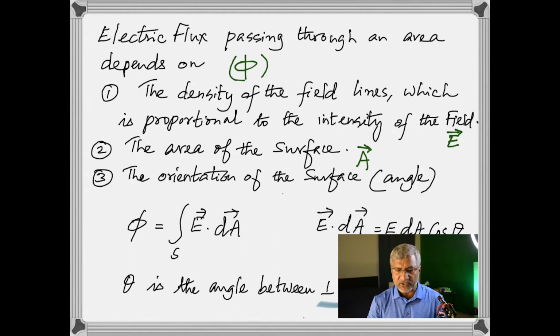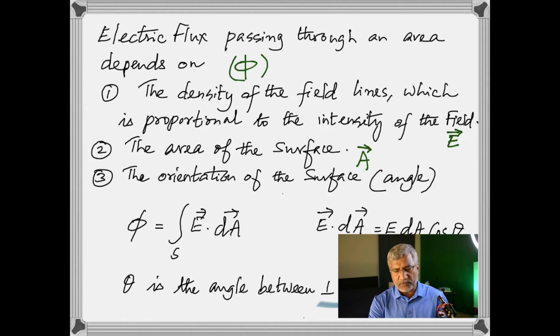So as you can see here, electric flux depends on the density of the field lines, depends on the area of the surface, which means a bigger area will let a bigger flux pass through it, of course, and also it depends on the orientation of the surface, which is the angle that I talked about.